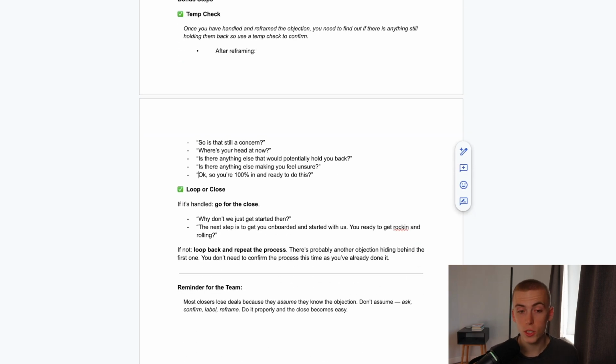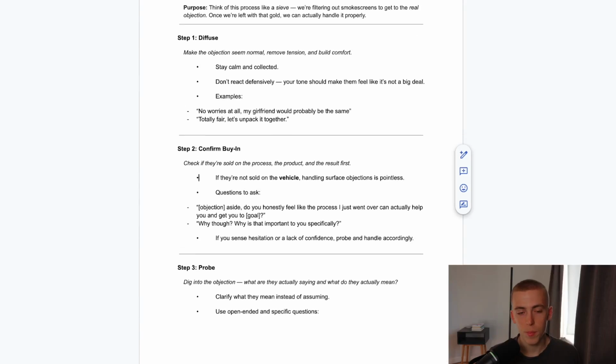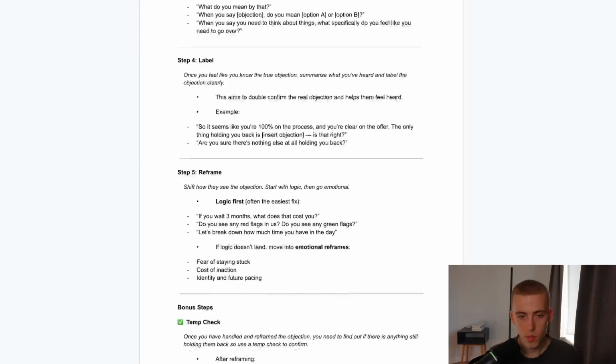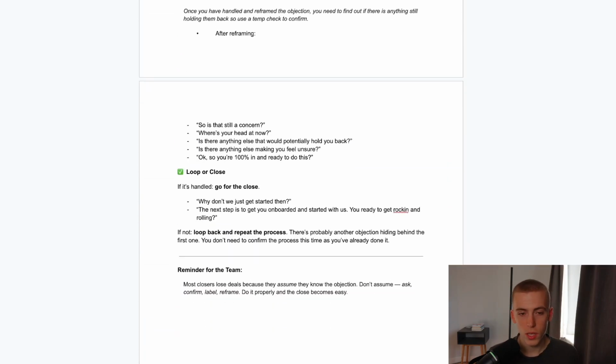If there is an objection, you just want to loop back to the start. But the key is, if you're handling another objection, you don't need to confirm the buy-in again because that just gets repetitive. But yeah, just keep on looping until you've got through all the objections. If you have got through those objections, just go for the close. Simple as that. And this is what a lot of closers don't do. They don't go for the close.